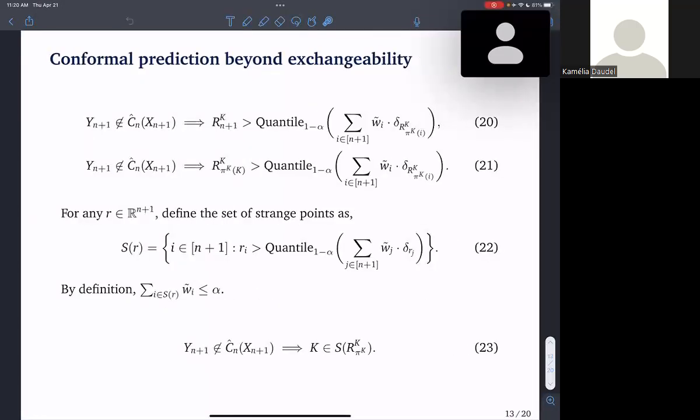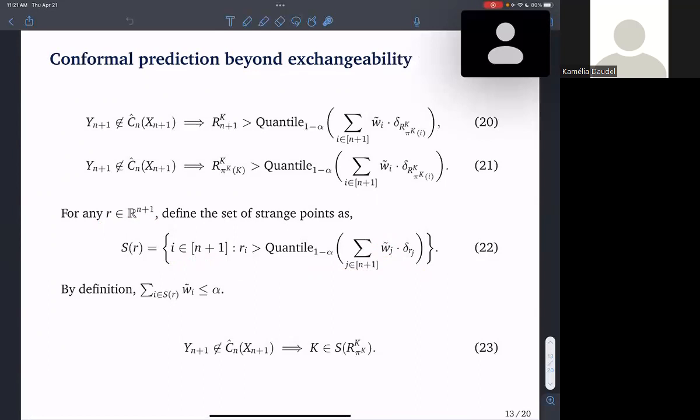Okay, so we now say that an error occurs when r_{k,n+1} is greater than the quantile defined in the previous slide. And we can also replace n+1 with π_k(k), and then we get the same quantile over here. So now we define a set of strange points for any set of nonconformity scores R as the indices where R_i is greater than the quantile with the weights as described above, but the R_i's are changing depending on what your input is. So this is true for any nonconformity measure vector.